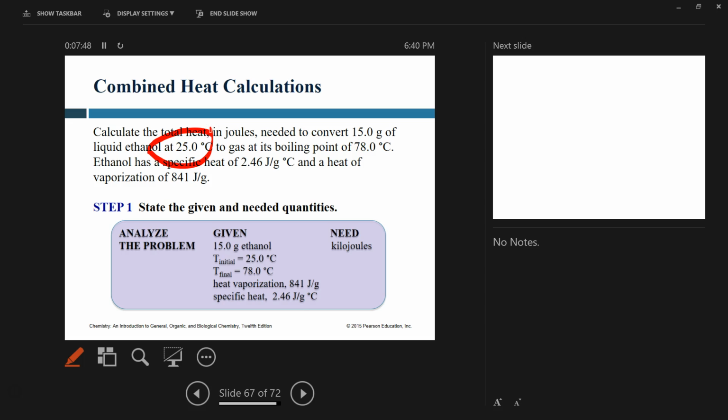to heat to gas, and the boiling point for ethanol is 78. You provide it with a specific heat and the heat of vaporization. Your answer should be how many kilojoules, how many thousands of joules you need to convert this 15 grams of ethanol to vapors. It says calculate the total heat in joules. I can tell you in all problems in the exam it will be joules. No kilos, nothing like that. Okay?